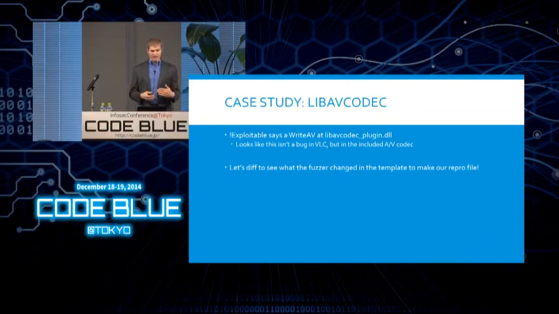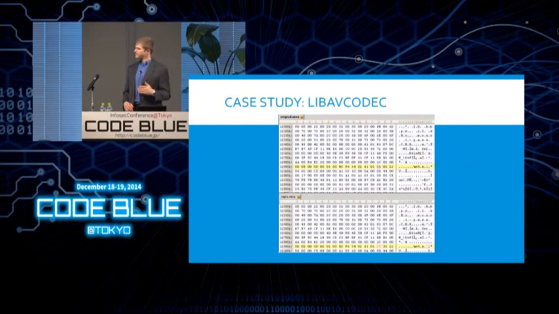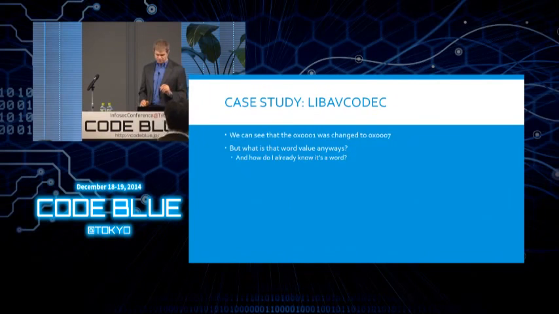And it also identifies the source as this libavcodec_plugin.dll, which means this is not actually a problem in VLC, but in the codec. So what we're going to do is diff the fuzzed file against the real file, the original file, and see what changed. So you probably can't see this on the screen, but what changed is a 01 to a 07.